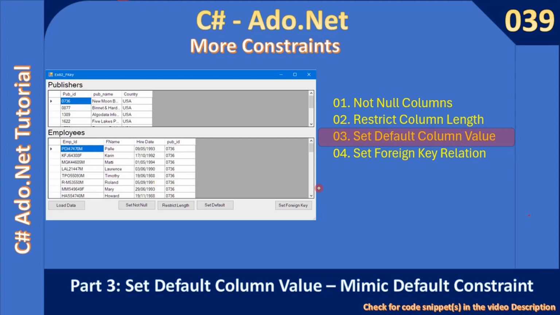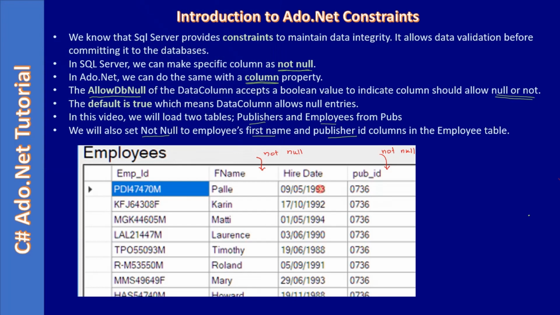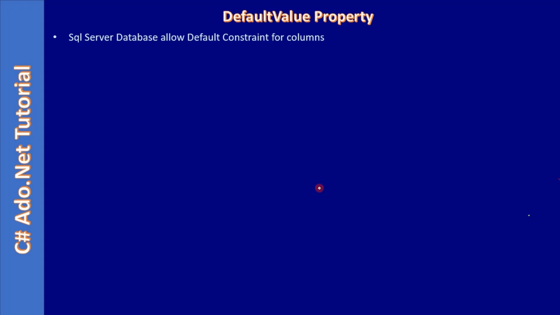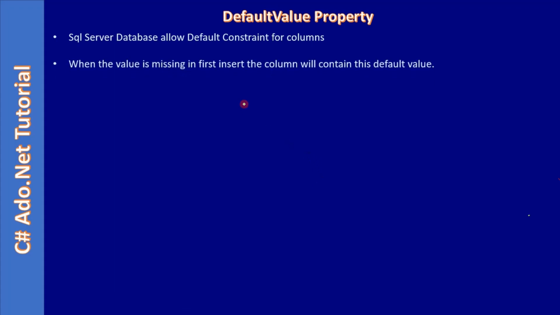Now we will look at how to set the default constraint in the front end. SQL Server database allows default constraints for columns. When the value is missing in the insert, the column will contain this default value. So we can set a default constraint in the SQL Server backend. In ADO.NET, we can use the DefaultValue property to mimic the same.